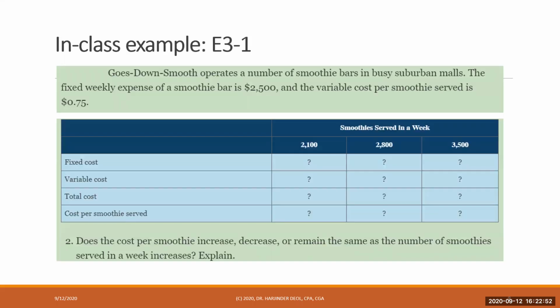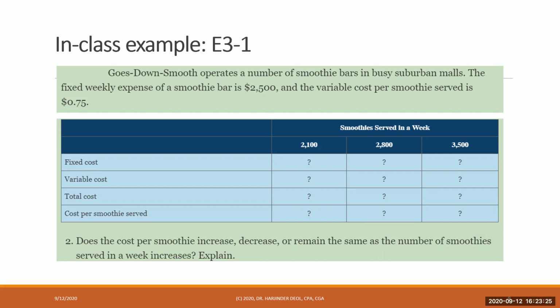Let's take a look at an example. This is exercise 3-1. Here, the company Goes Down Smooth is an operator of smoothie bars. Its fixed weekly expense for a smoothie bar is $2,500. And we are told that the variable cost per smoothie served is 75 cents. And there's a whole bunch of question marks or blanks that we need to fill in.